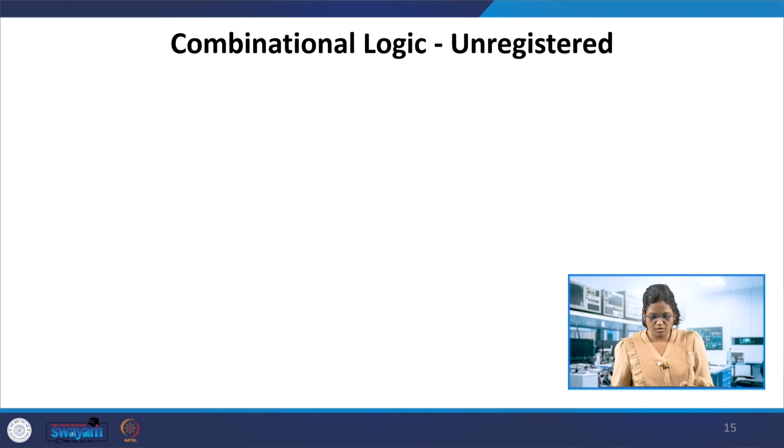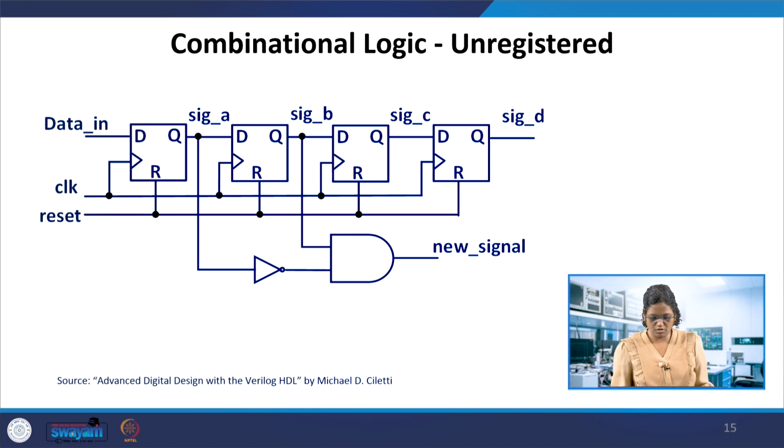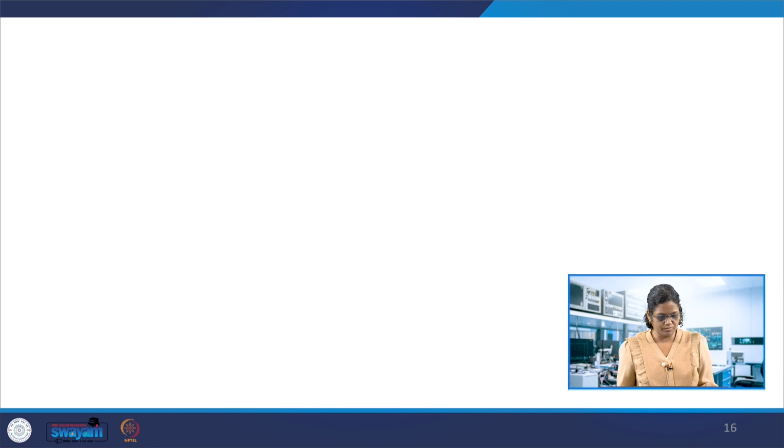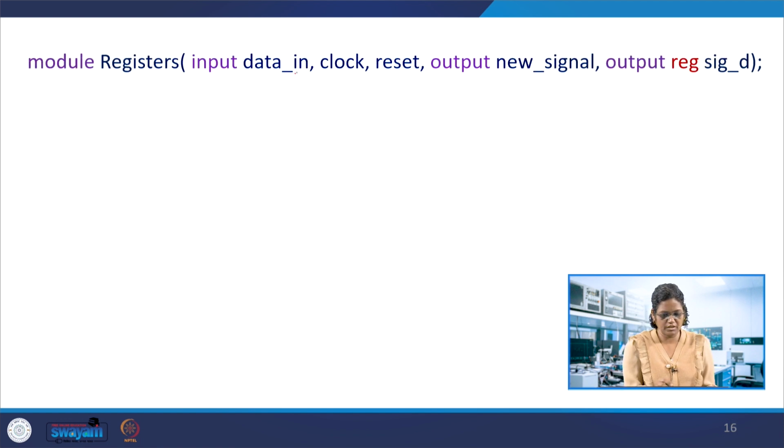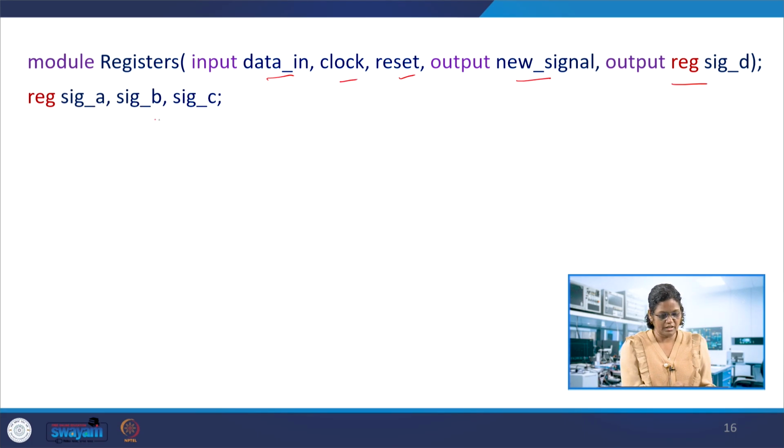So for the unregistered case, how do we make it so that there is no flip flop at the output? The same shift register which has signal A and signal B taken, but it should not be registered. So it should be taken out of the influence of the clock. So how do we do that in the module? Register input data in, clock, reset, output new signal and reg. Here register signal A, signal B and signal C. Still this is output and reg.